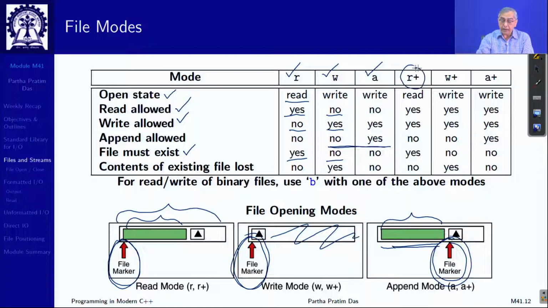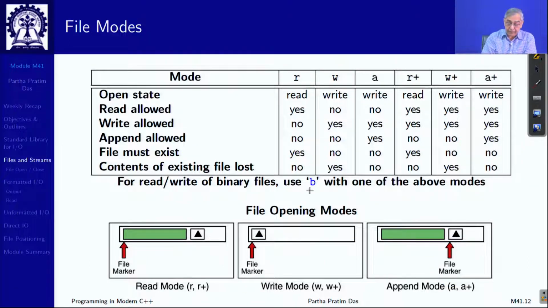Then there are plus modes on those, which say read and something more. You can see the different behaviors I have written down here. If something is opened in R plus, then read of course is allowed, and write as well. If it is opened in W plus, then also you are able to read. So, you can use the plus modes to do both read and write, append and read, these kinds of things together. Right?